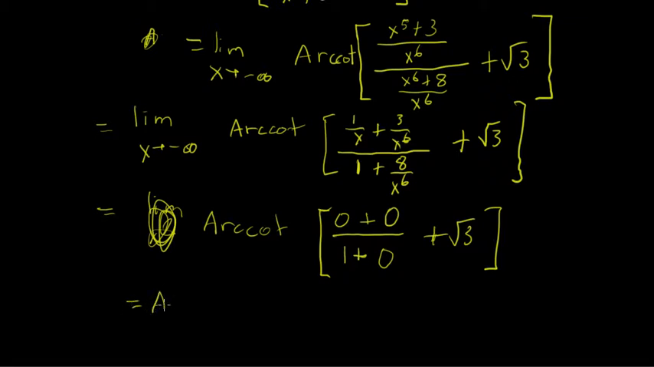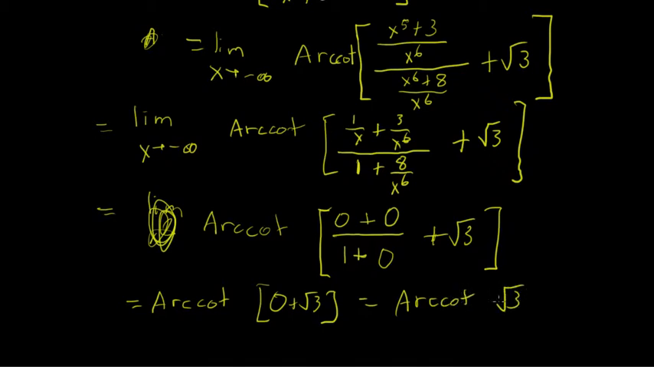So this is equivalent to the principal arc cotangent of 0 plus the square root of 3, which is just the principal arc cotangent of the square root of 3. Now what is this number? Well, this is asking, what angle do I take the cotangent of to get the square root of 3? And this is a principal arc cotangent, and I'm going to go over what that means here in a second.